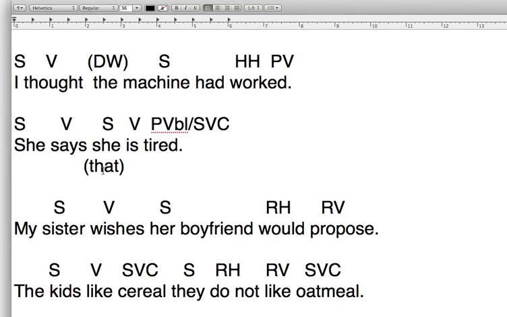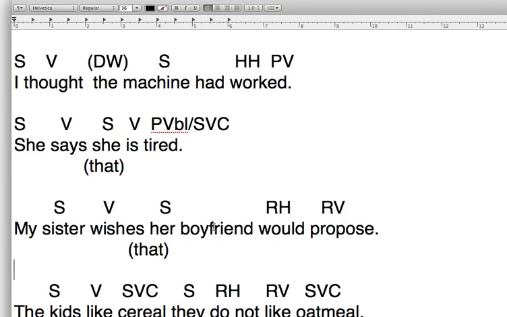Dependent clause. "My sister wishes her boyfriend would propose." Okay, can I say "my sister wishes that her boyfriend would propose"? Yes, I can say that, and therefore this is a dependent clause because it has the invisible "that," or the invisible dependent word "that," at the start of it.